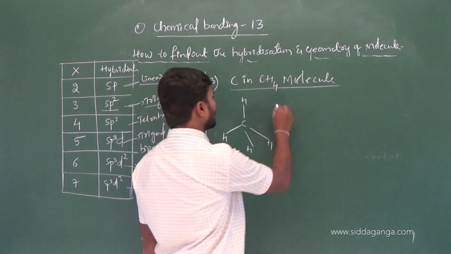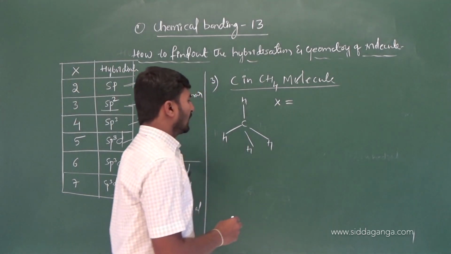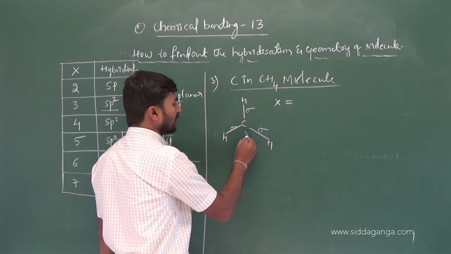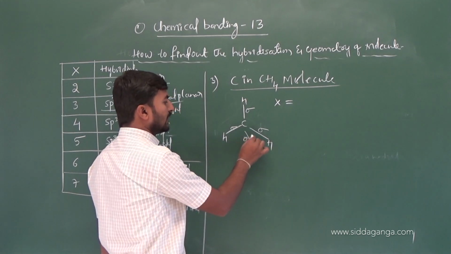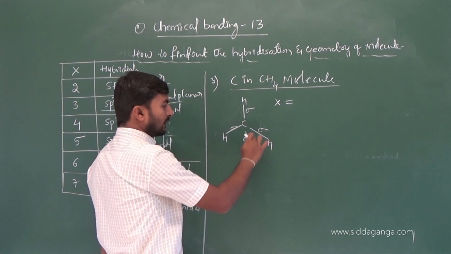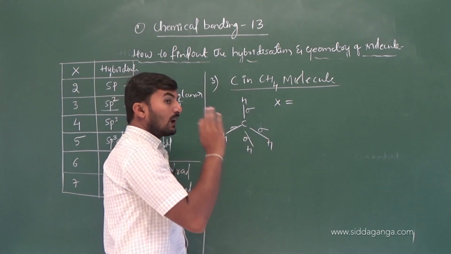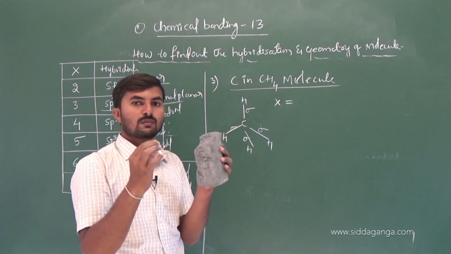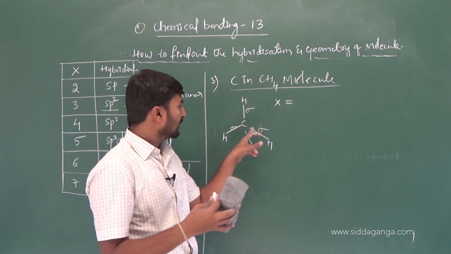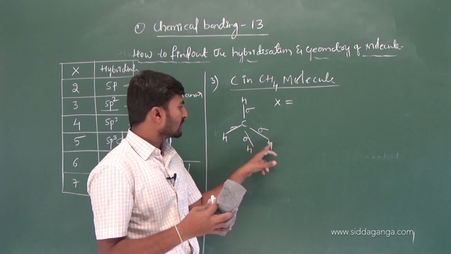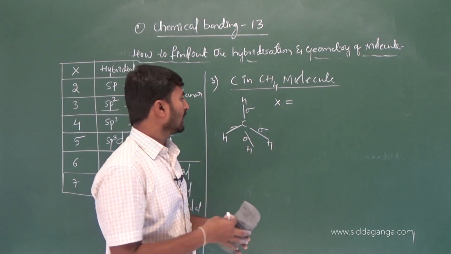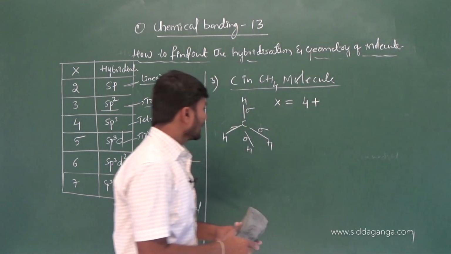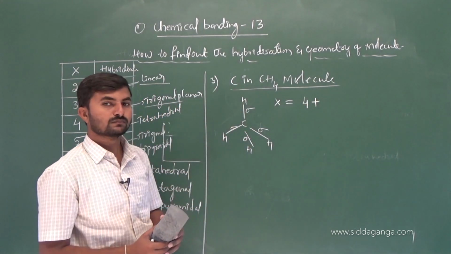Now find out the value of x. How many sigma bonds are there here? 1 sigma, 2 sigma, 3 sigma and 4 sigma. In between any two atoms, the first bond formed will always be a sigma bond. Here also it is sigma, here also sigma, sigma and sigma. In total we have 4 sigma bonds in the CH4 molecule.